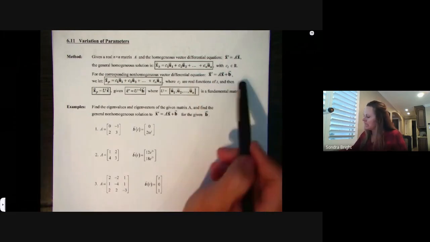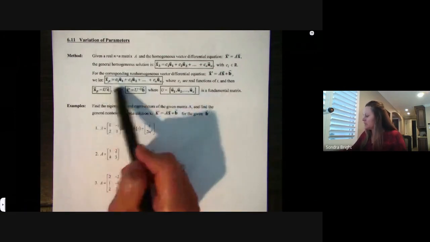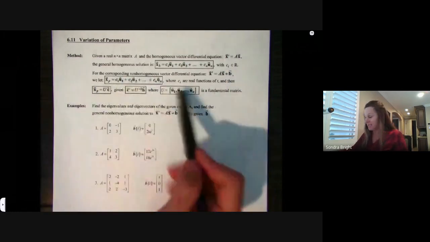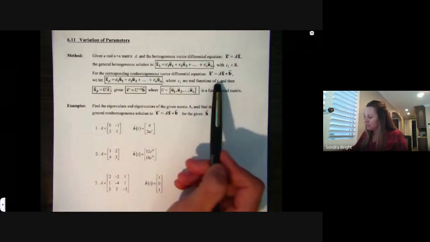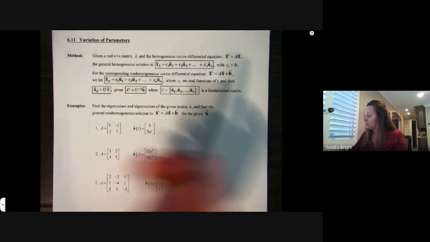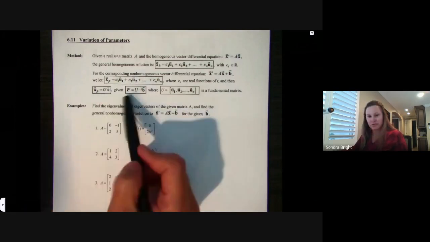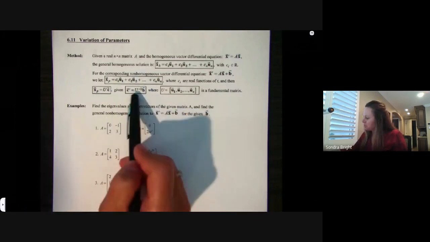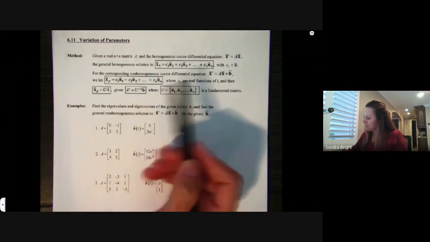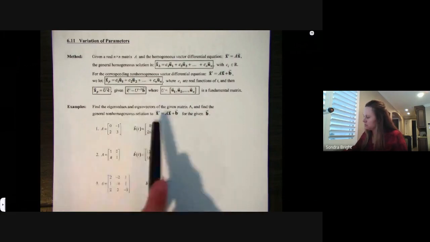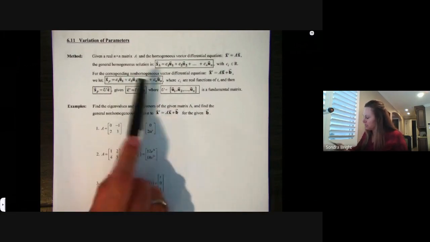We're going to let xp in particular be this combination of c1 times u1 and c2 times u2 all the way through there, where the ci's here are real functions of t. And then your particular solution is going to be U times c, given that c prime is U inverse times b, and U is a matrix where each column is each of these u1s, u2s, or un's, and it's a fundamental matrix.